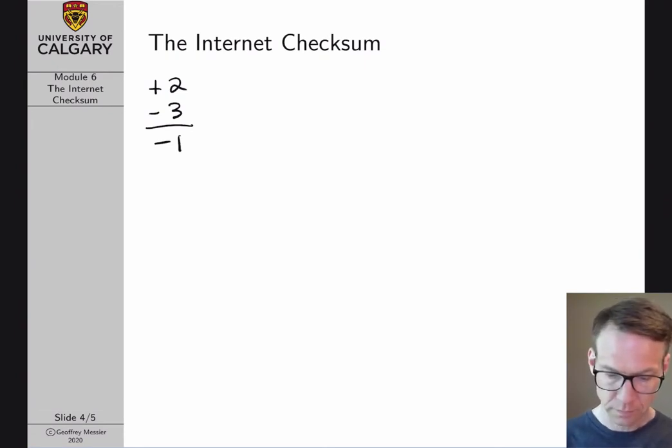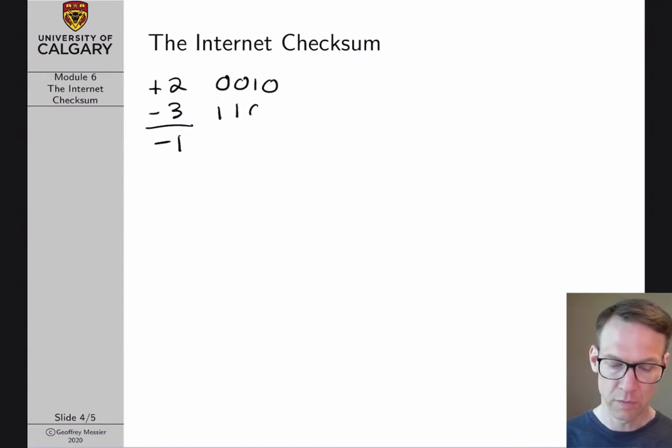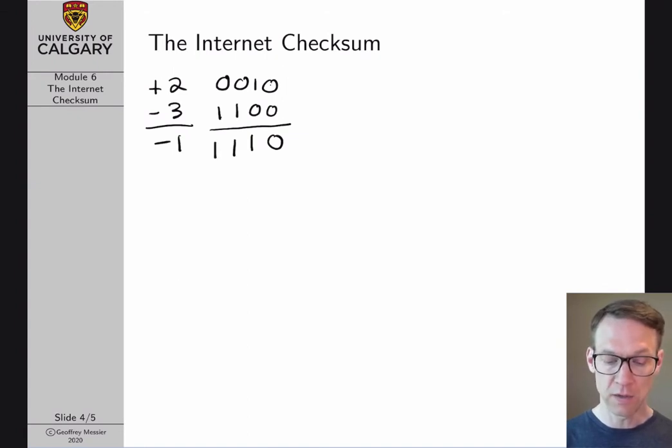So 0, 0, 1, 0, and 1, 1, 0, 0. So this is positive 2 plus negative 3. And then if we just do the modulo 2 addition, 0 plus 0 is 0. 1 plus 0 is 1, 0 plus 1 is 1, 0 plus 1 is 1, and it worked. So we were supposed to get negative 1 as our answer, and we got negative 1 as our answer.